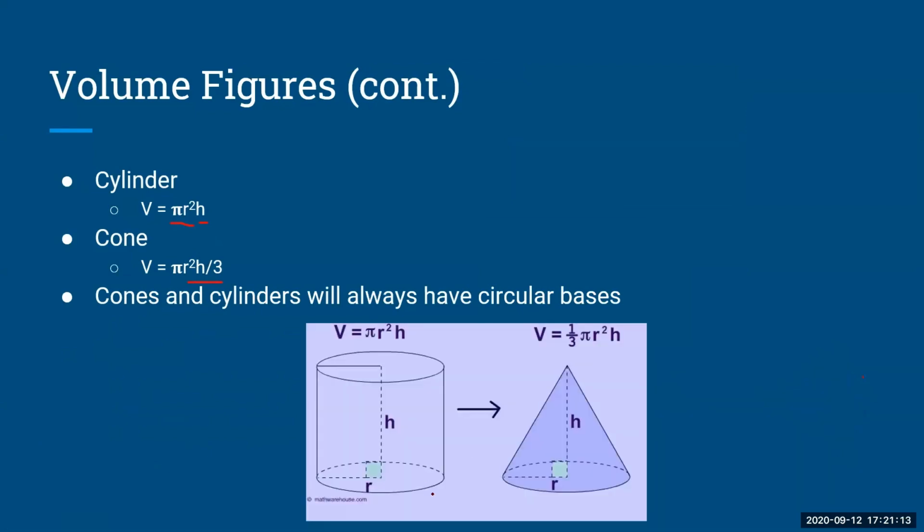So a cylinder looks like that. So your height is perpendicular right here, your radius, and then whatever the area of your circular base on the bottom times the height is your volume of a cylinder. And for a cone, same exact thing, just divide by 3. So 1/3 pi r squared times h.